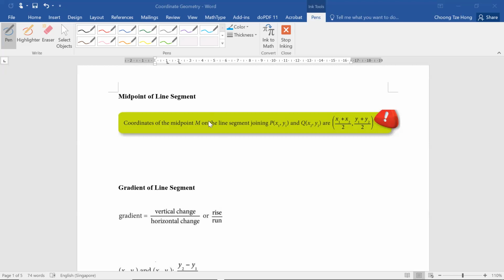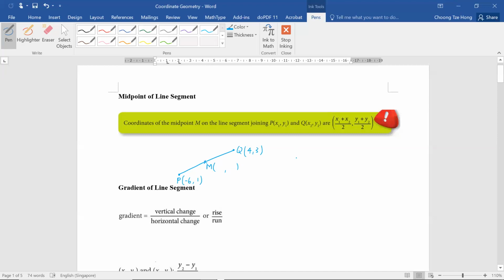For example, if we have 2 points, P and Q, which lie on a line segment, let's call this point P and this point Q. Let's say point P has the coordinates negative 6, 1, and Q has the coordinates 4, 3. We want to find the coordinates of this midpoint. Usually we call it M. So we want to find these coordinates.